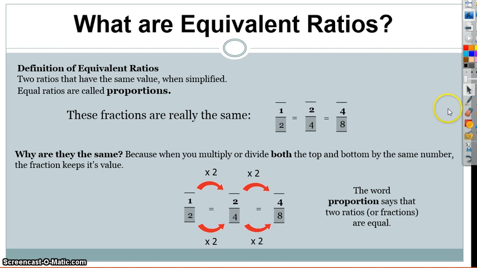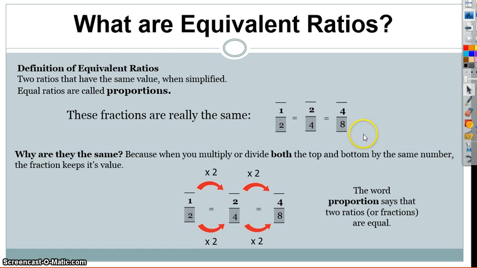First, let's talk about equivalent ratios and what they are. They are two ratios that have the same value when simplified. These equal ratios can also be called proportions. And I have an example of three fractions here, or ratios, that are actually the same.